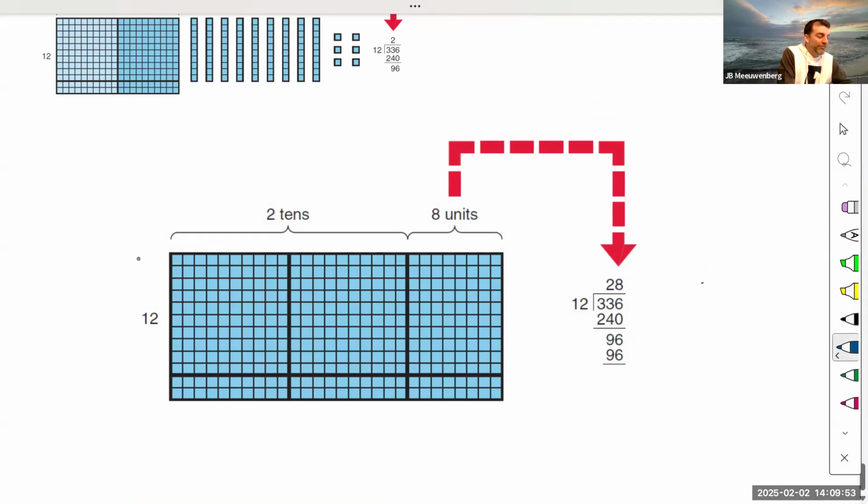We wanted 12 along one side of our rectangle because we were dividing by 12. And then we used our base 10 pieces to put them in as many groups as we could, groups of 10s first. There were 2 of them. That's the 2. And then we had to put them in individual units, still with 12 in each column. And then there were 8 for that piece right there. So that is how we can do long division and sort of see it. We can see it with those base 10 pieces.